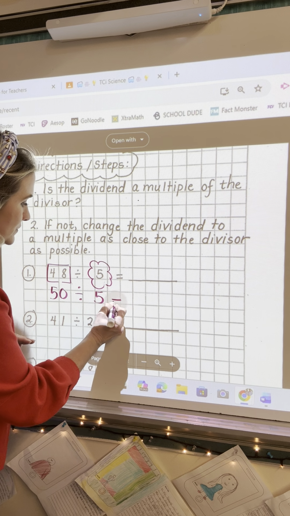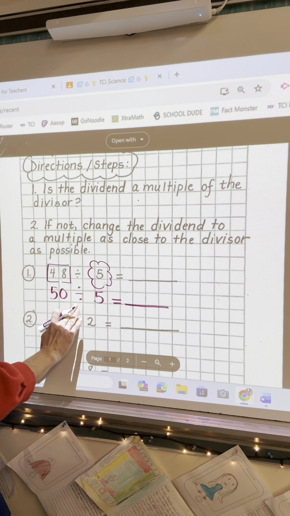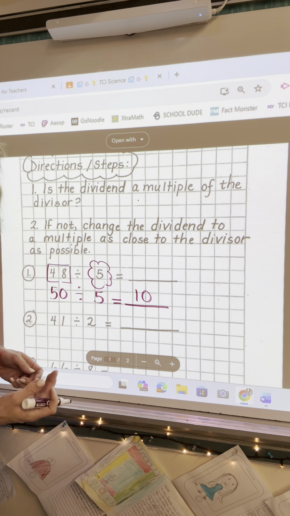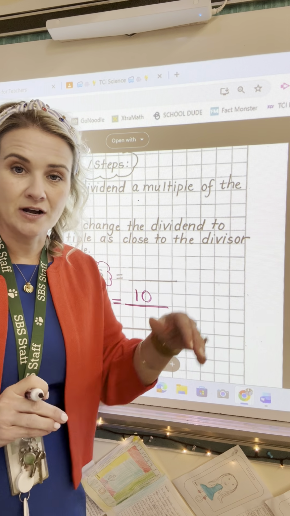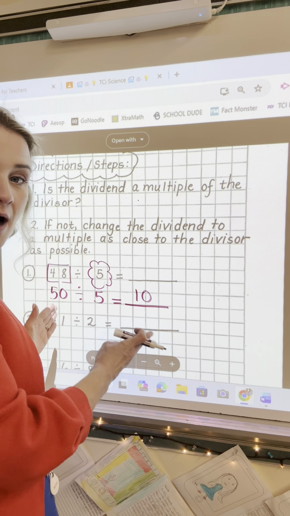So now the kiddos can complete their rounded problem. 50 divided by 5, they should know, is 10. And I told them, if you want to take an extra step and clip up in the morning, prove to me that your division problem is right.